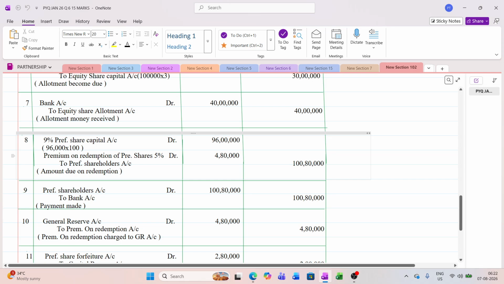What are you going to do? General reserve you have to debit and credit this premium on redemption. This will get closed because it is a loss to the company. You have to debit the general reserve account. Okay, the amount due to preference shareholders will be, along with the premium, 100,80,000. Okay. Now preference shareholders will get debited and bank account credited. Money will be paid. Now we have to transfer the premium to general reserve account.